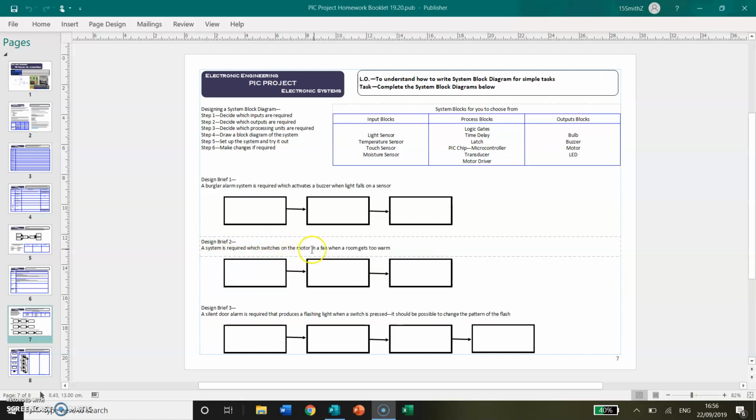Number 2, a system is required which switches on the motor in a fan when a room gets too warm. So you've got to choose your input, choose your output, choose your process block and fit them in. And a silent door alarm that produces a flashing light when a switch is pressed. It should be possible to change the pattern of the flash. So once again, fill in your system blocks.